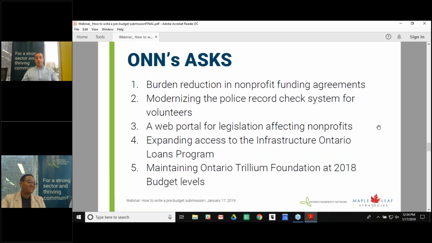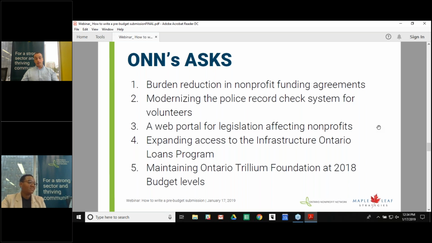Burden reduction in nonprofit funding agreements. If I'm a government staffer, this is already exciting to me. I want to see burden reduction. I didn't think there could be burden reduction in the nonprofit sector. Now I want to know more. So later on, Tashini is going to justify it by telling me how we can reduce burden together and enjoy that ask. Number two, modernizing the police record check system for volunteers.